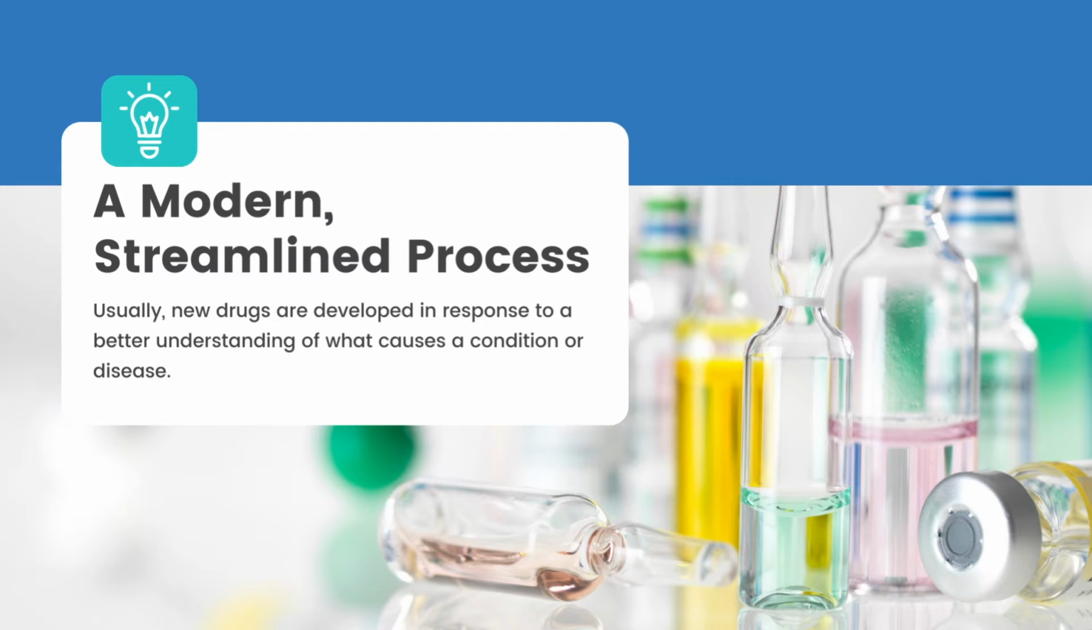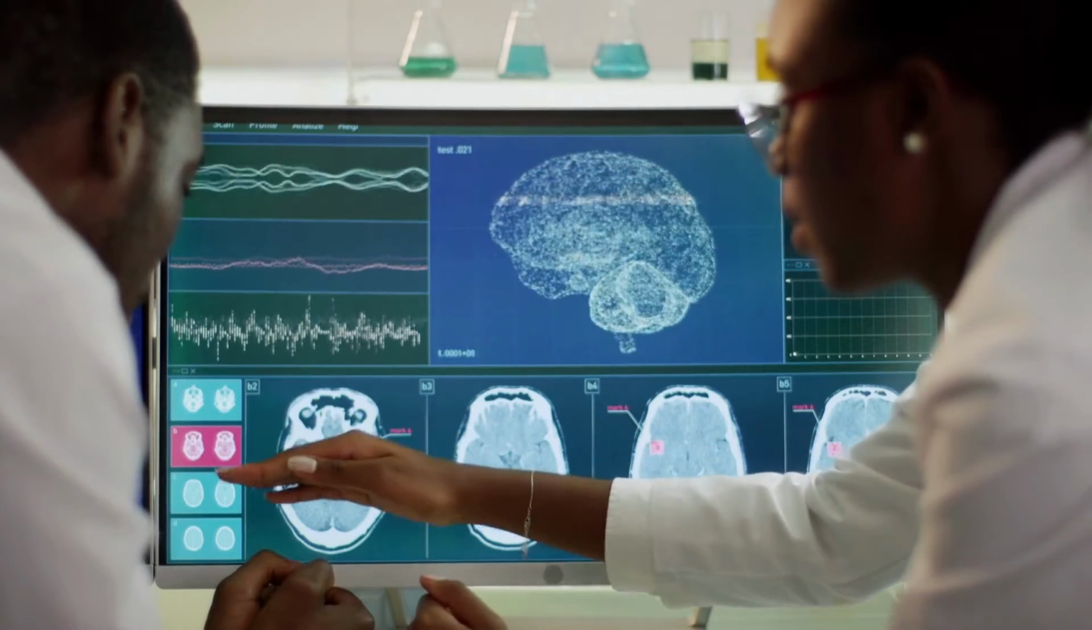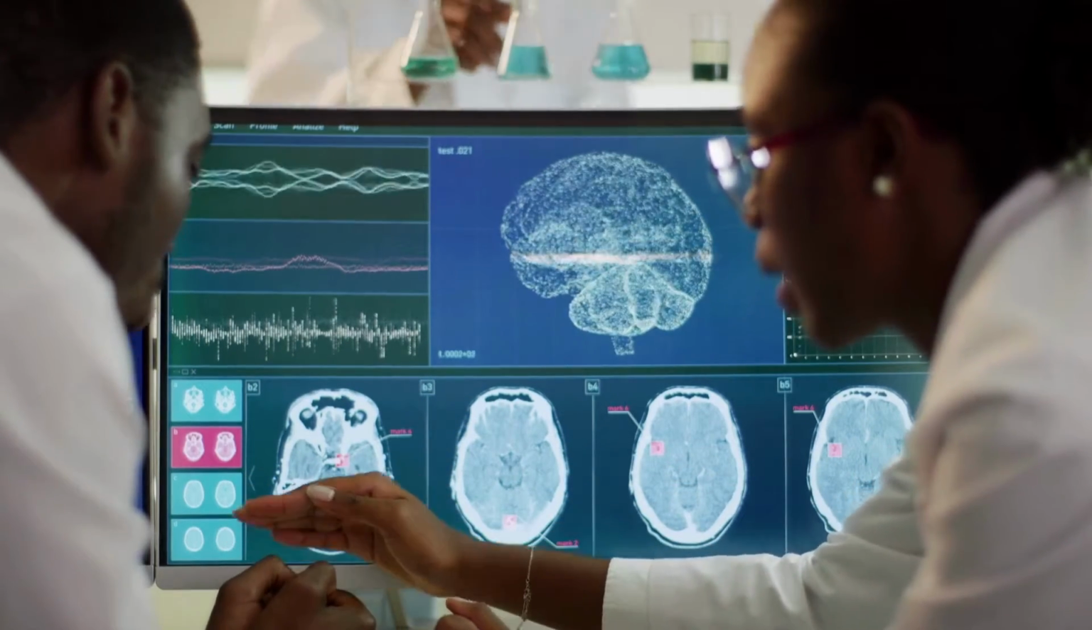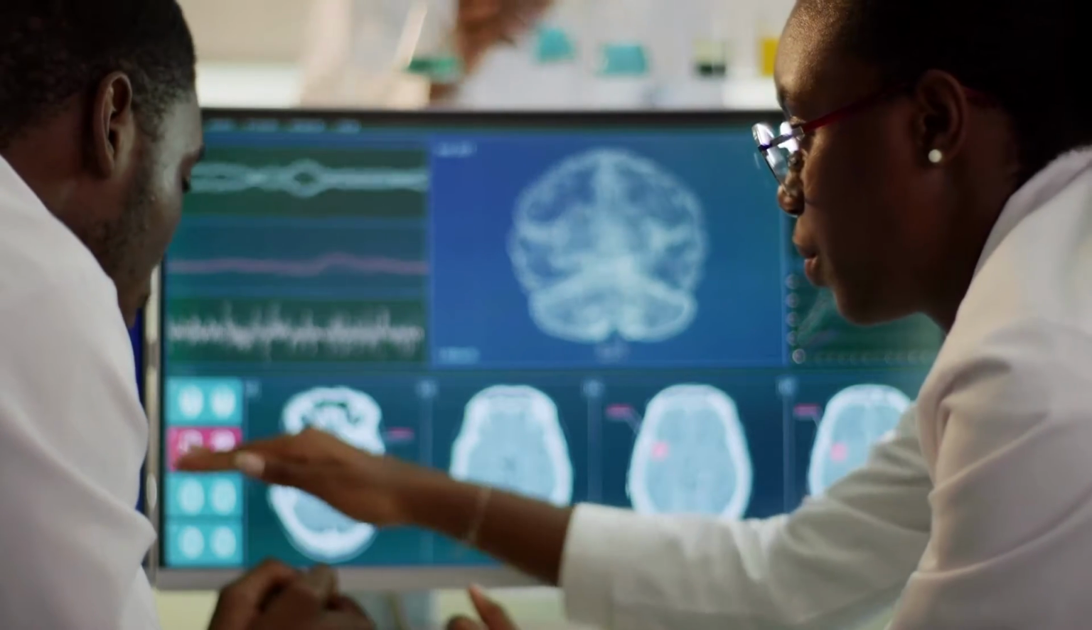Usually, new treatment strategies are developed in response to a new and better understanding of what causes a condition or disease. When they understand what causes it, how the disease progresses, what body systems are affected, and what, if any, treatments have been tried, researchers can begin to design a new drug.